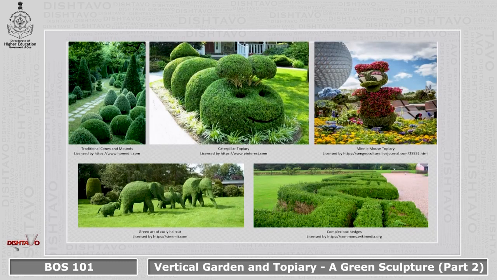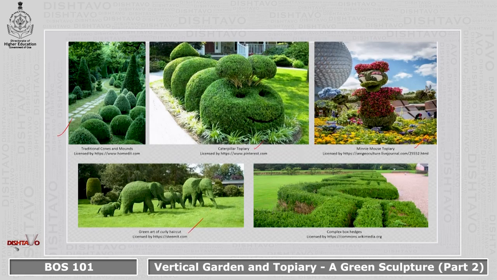You can see here the beautiful pictures of different types of topiaries. Here you see the traditional cones and mounds. Of course, these are the geometrical shapes that you can see. Caterpillar topiary, you can see how the foliage has been cut to look like a caterpillar. Here we have the Minnie Mouse topiary. Young and old would like to go and click selfies, take photographs over here. This is the Minnie Mouse topiary.